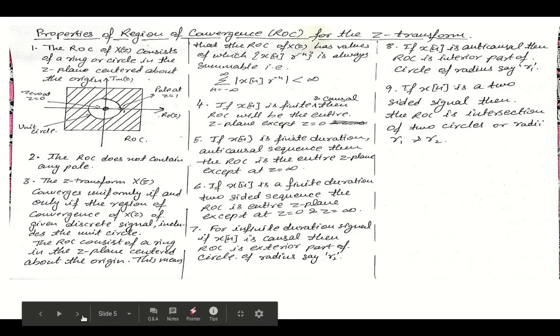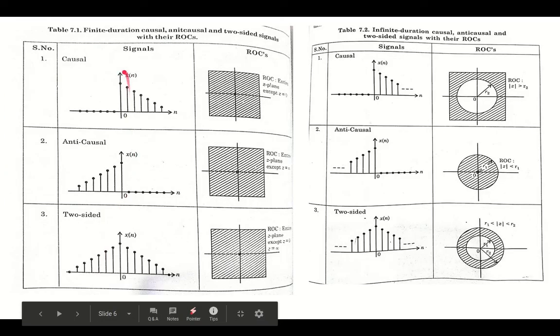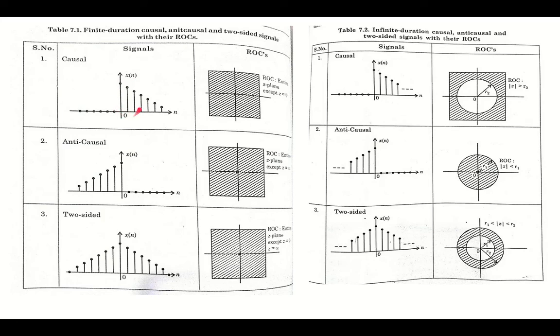0. So if we have a finite duration signal, that is this x(n), and it is a causal signal as mentioned and of finite duration, then its ROC will be the complete Z plane except z equal to 0. Here we can see that we have shaded the entire Z plane, and we are saying that the ROC is the entire Z plane except z equal to 0.